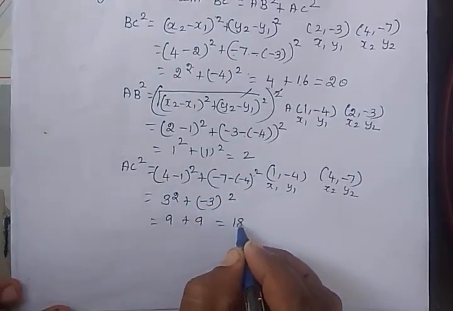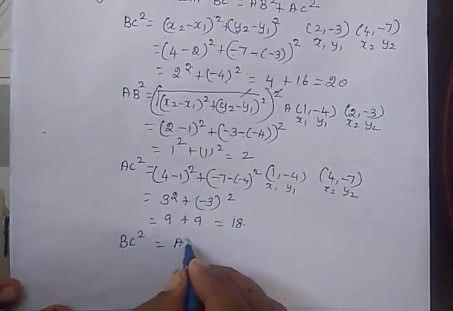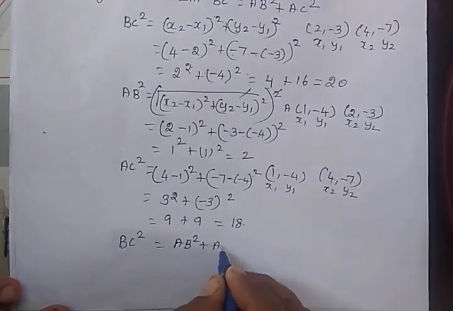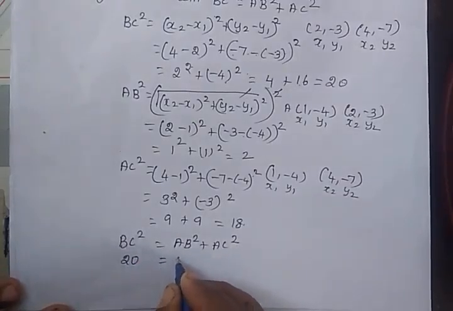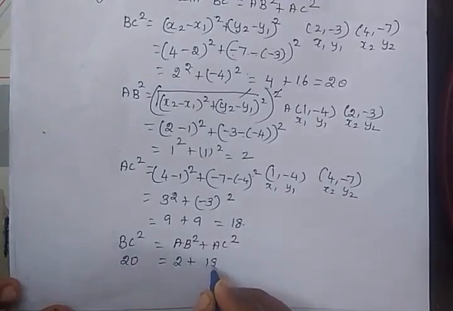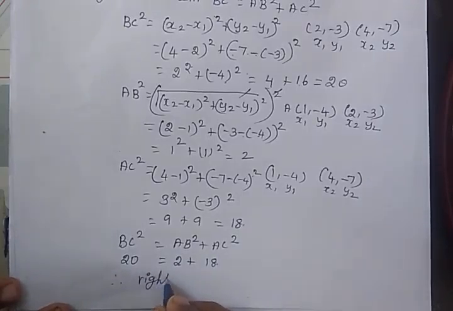9 plus 9, 18. So therefore, BC squared is equal to AB squared plus AC squared. BC squared is 20 and AB squared is 2. AC squared is 18. 2 plus 18 is 20. So therefore, the given vertices make a right angled triangle.